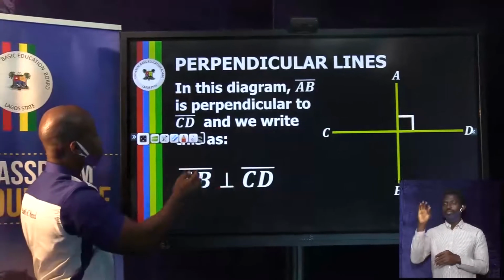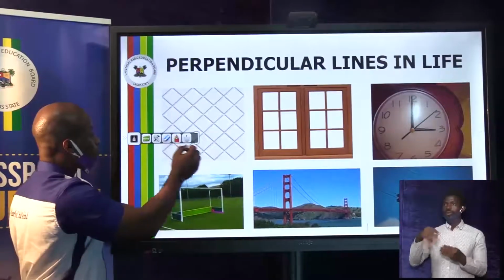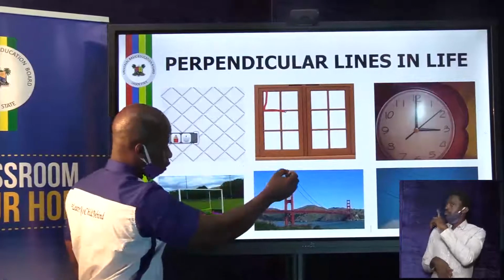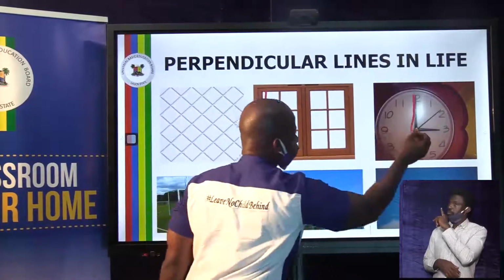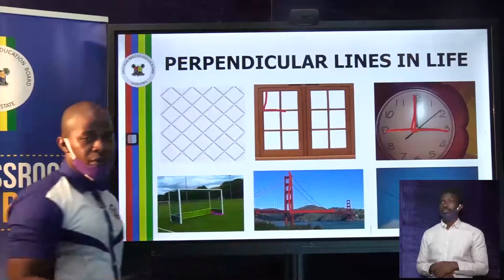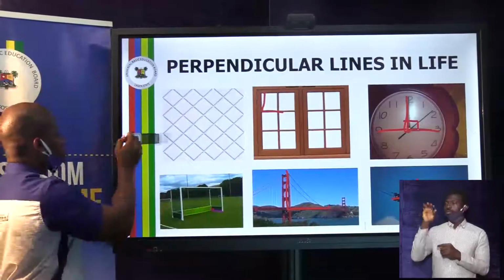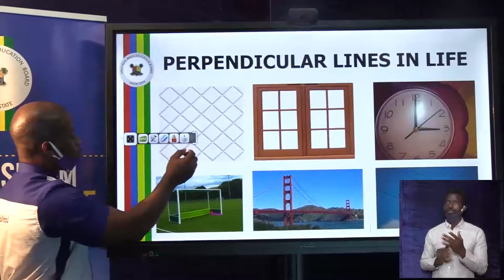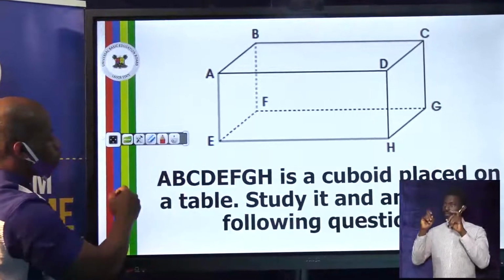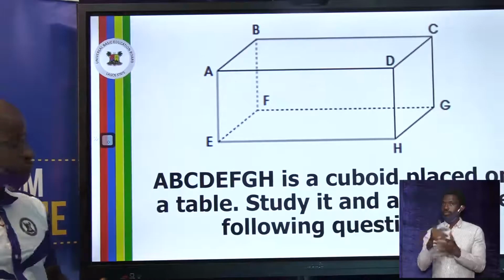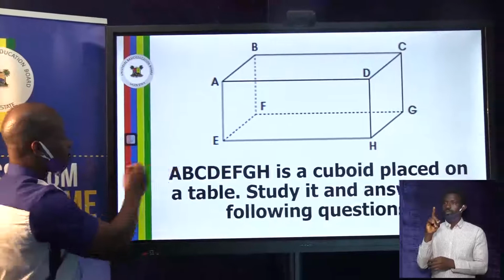Let's move on quickly. So now perpendicular lines are everywhere around us. You find them on the window, you find them on the bridges, you find them on the electric poles. When the time is 3 o'clock, when the time is 9 o'clock, you find perpendicular lines. The angle is always 90 degrees. And let's look at some evaluation questions to test how well you have followed the lesson. This is a cuboid. You have to study it and answer the questions that follow.